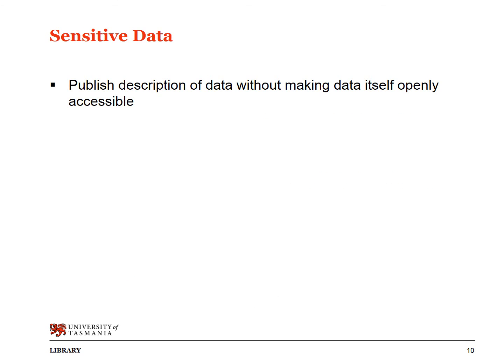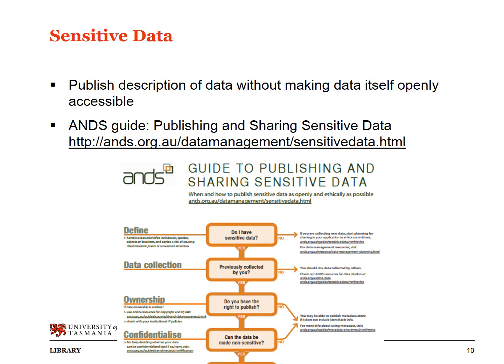So you may think that you would actually like to describe your data, but you're worried that you have data collected that are very sensitive. Now again, you don't actually have to make the data itself openly available. You can simply describe it and make this description available. And I just thought I'd provide you with this link. So the Australian National Data Service has a guide on publishing and sharing sensitive data, and if you do have sensitive data, this may be a good guide for you to consult. It includes this decision tree that's up on the screen on what to do, the different decisions behind it when you want to share sensitive data.